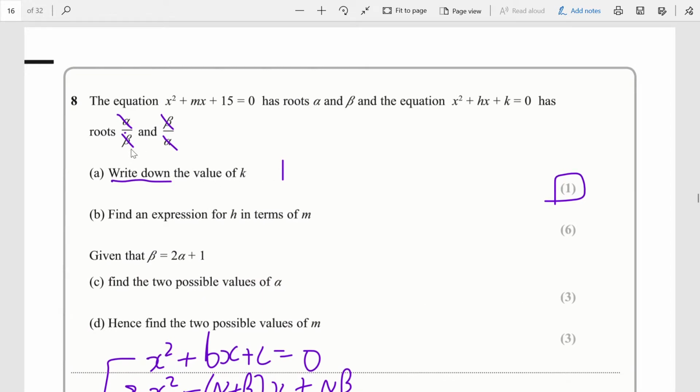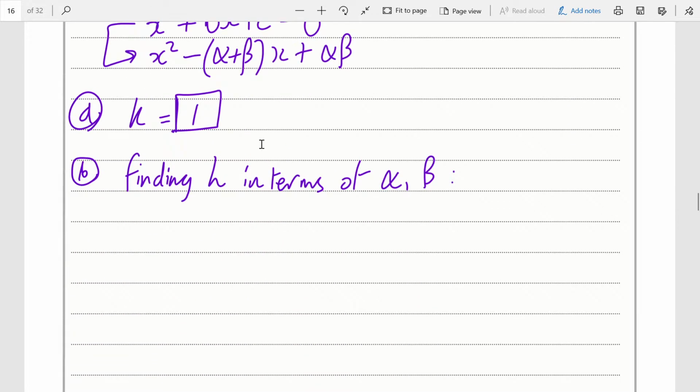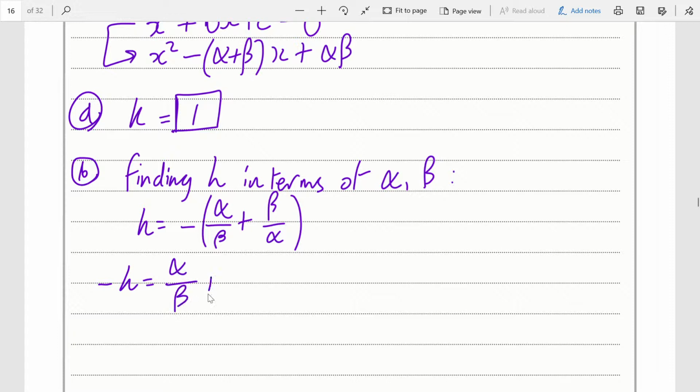So of course we have alpha over beta and beta over alpha. So we know that h is the negative sum of the roots. So h is equal to minus alpha over beta plus beta over alpha. And of course we could get rid of this minus sign here, to make it easier to work with. So minus h is equal to alpha over beta plus beta over alpha.